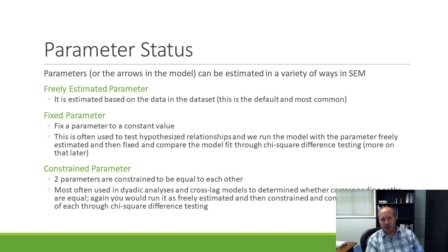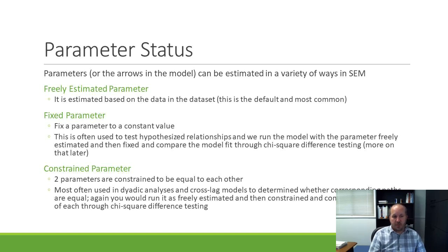Okay, the last piece that we're going to cover in model specification is parameter status. Again, a parameter is an arrow, that single-headed arrow or the double-headed arrow. Typically here, we're talking about the single-headed arrows in our model. And we can have parameters estimated in 3 different ways. We can have a freely estimated parameter. That's the default; if you don't do anything, that's what it's doing. It is estimating it from the data, taking everybody's scores. So when it's creating that beta value, because remember those are typically regression coefficients, it is finding that regression coefficient from the data in your data set.